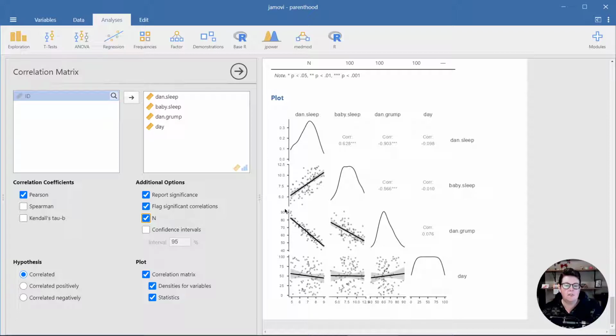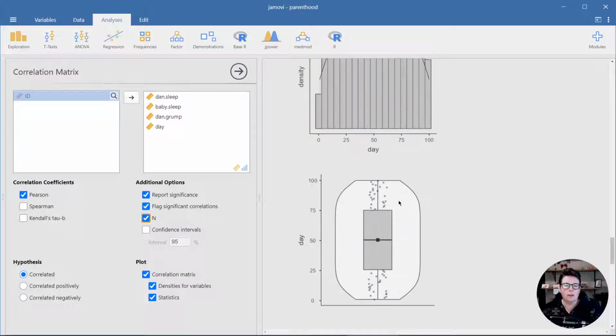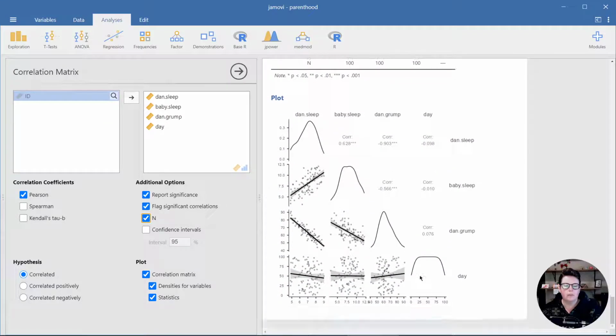This is a big correlation between Dan's quality of sleep and Dan's grumpiness. We get our densities. This matches exactly our densities from here, right? Exact same density. And then we just get the correlations as well. So this is the correlation here, day by Dan's sleep, baby sleep and Dan's sleep, Dan's sleep and baby sleep, this one. So these two are the same, this and this, this and this, right? So this is the diagonal, this is above the diagonal, and this is below the diagonal.